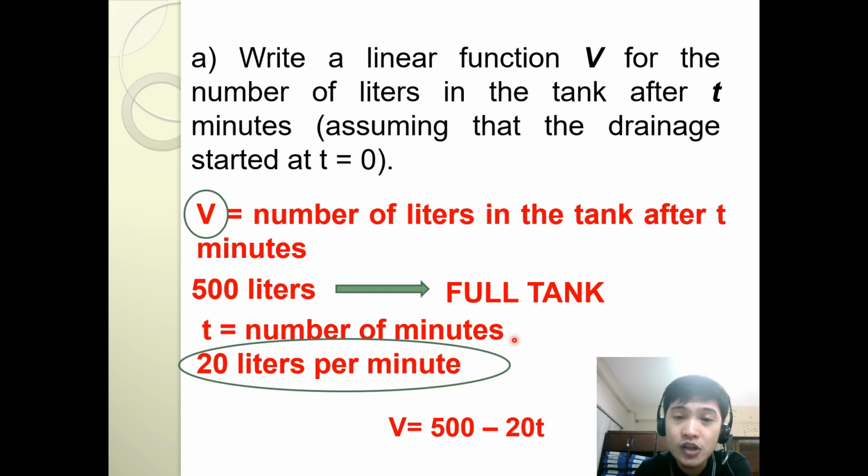Dahil nagdedrain, magbabawas, kaya minus. So, minus 20 liters per minute. Yung per minute na yon ay represented ng T. Kaya yung function na magre-represent sa letter A ay V is equal to 500 minus 20T. So, yan po yung sagot natin sa letter A.